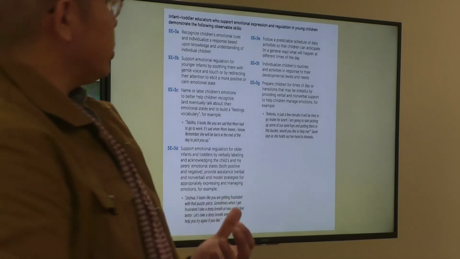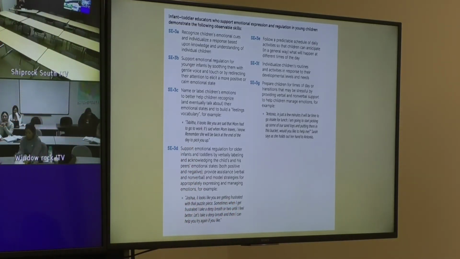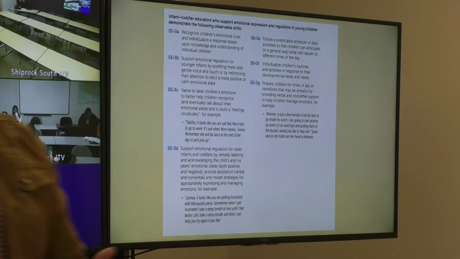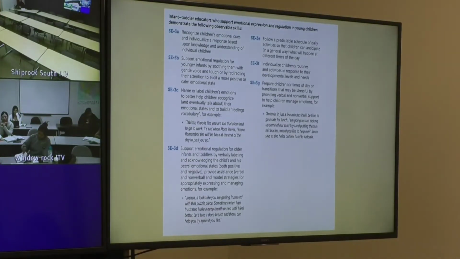Again, you're trying to help the child regulate what is happening. You're building those coping mechanisms. A lot of times we're thinking, what are coping mechanisms? What does it mean by coping mechanisms? Again, that's one of the big things you're looking at. You're developing this as you're going along.